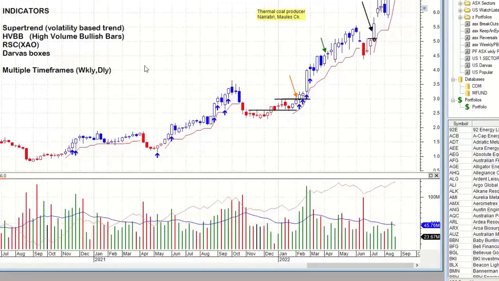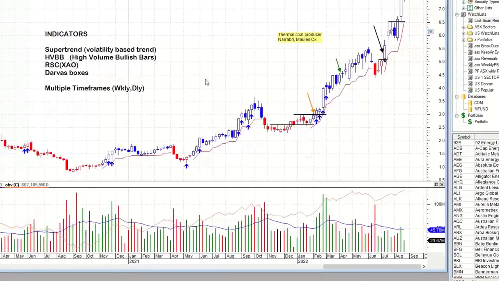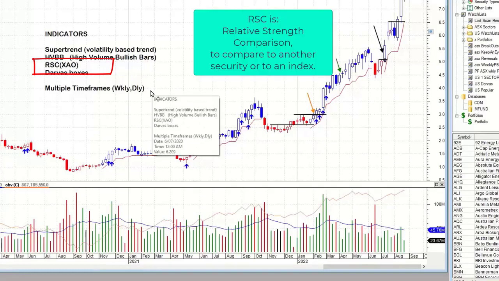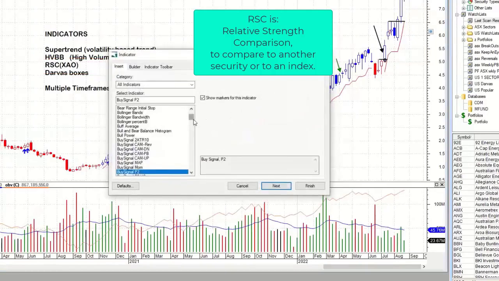Now, when markets go up, what you find is you get a lot of up bars. And in an attempt to try and narrow that down, I use the relative strength. I'm trying to find stocks that are going up faster than the market, or the market index.